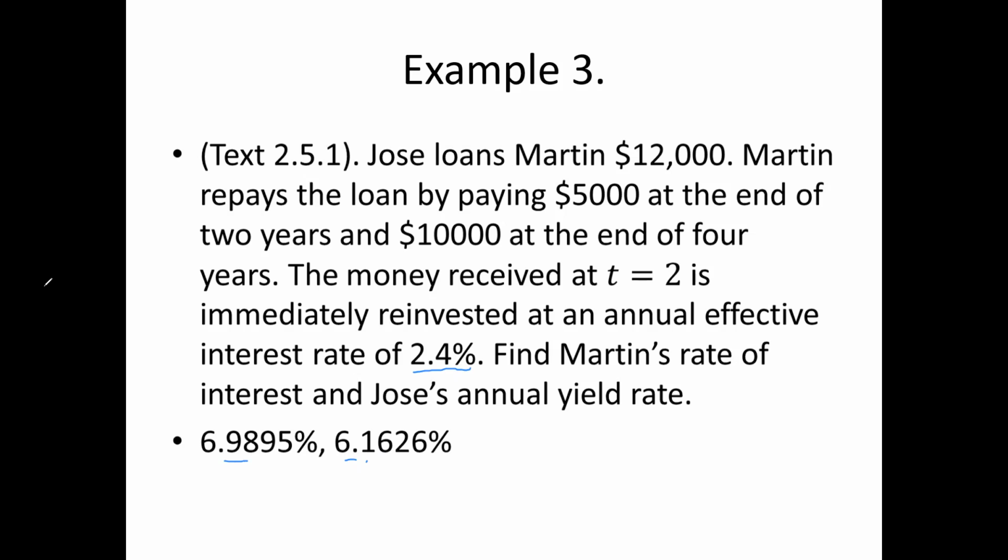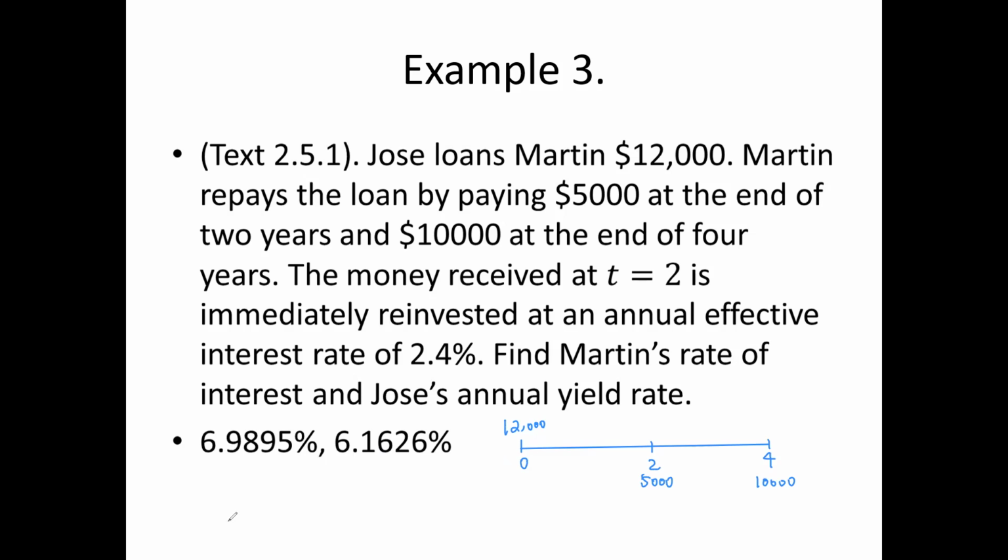Okay, so let's draw the timeline for two people. For Martin first. At time 0, Martin would get money, so I'll put that on the top just to save some space. And then at 2 years, Martin would pay, so put that on the bottom. And in 4 years, he also pays $10,000. Okay, so that's the cash flow for Martin.